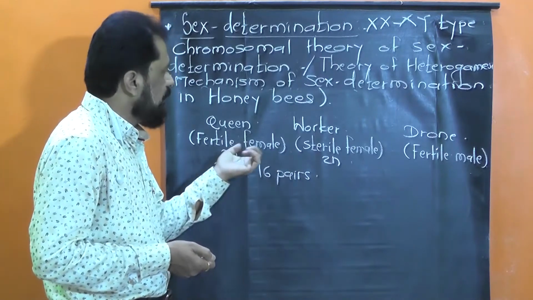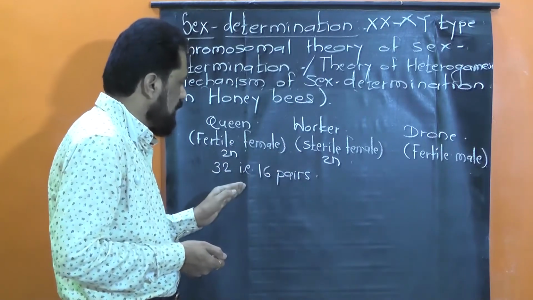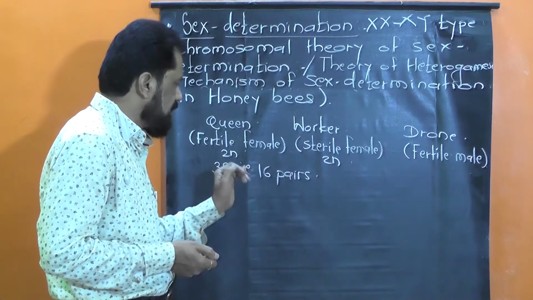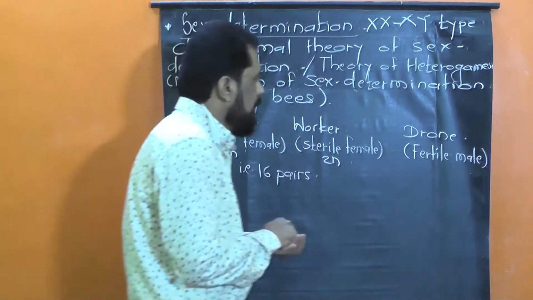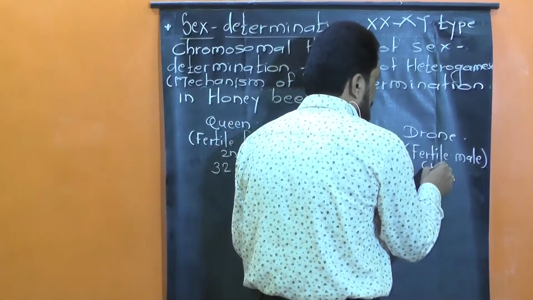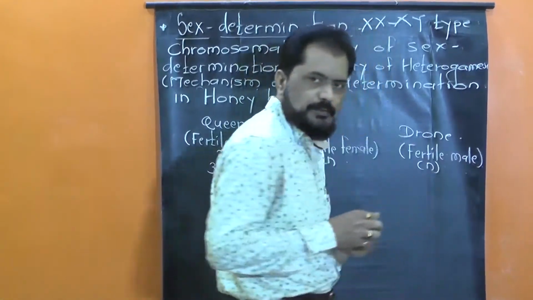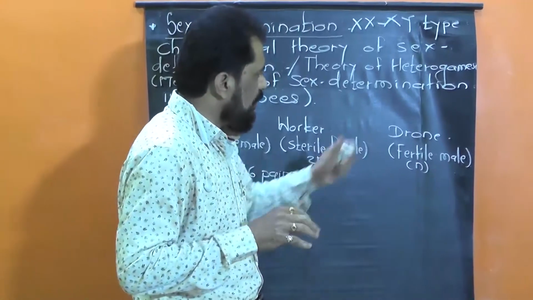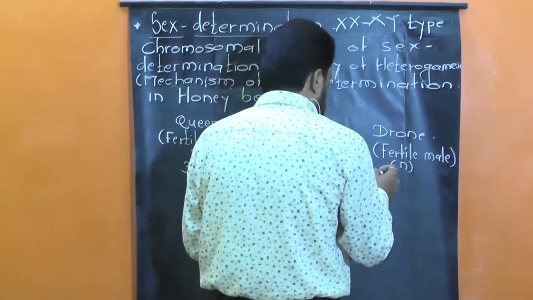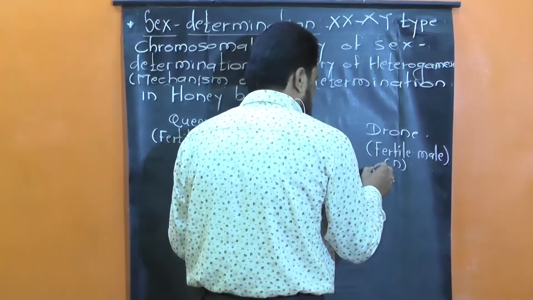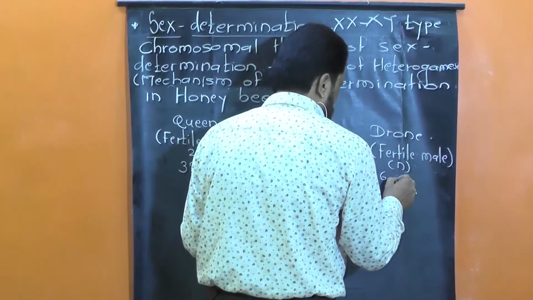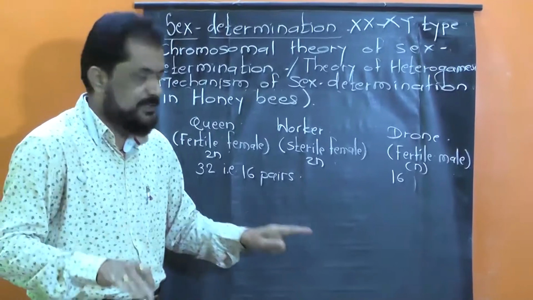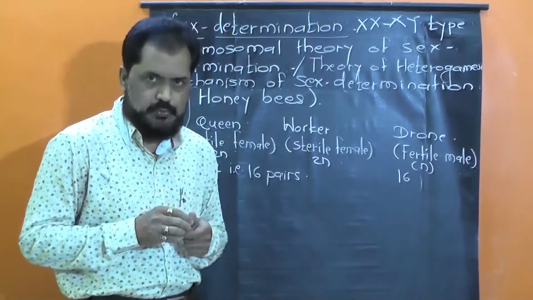याचा अर्थ क्वीन बी आणि वर्कर बी मध्ये गुणसूत्रांची संख्या ही 16 जोड्या आहेत, 16 पेयर्स आहेत, 32 क्रोमोझोम्स आहेत, and the male individual is haploid. याचा अर्थ in the general body cells of drone there is presence of only a single set of chromosomes, that is nothing but the 16 chromosomes, not 16 pairs, only 16 chromosomes.